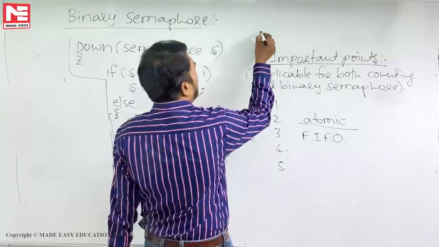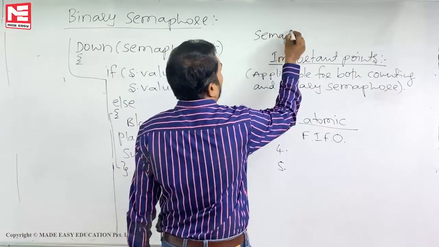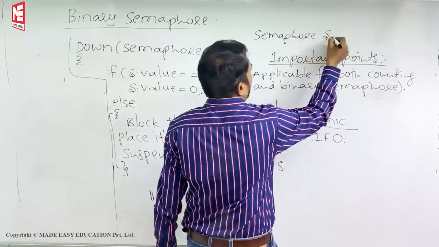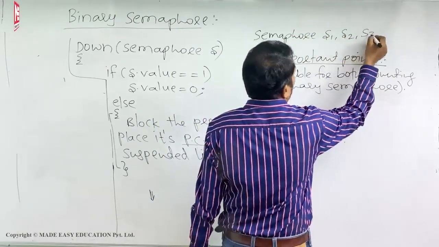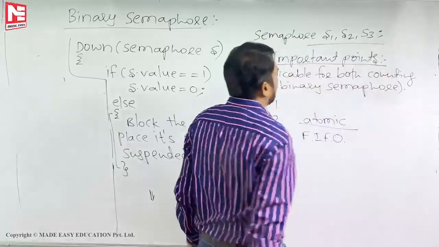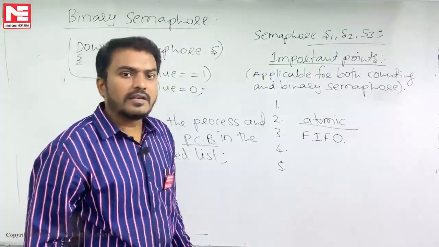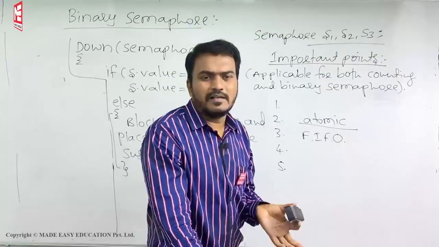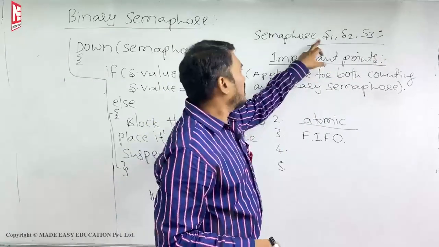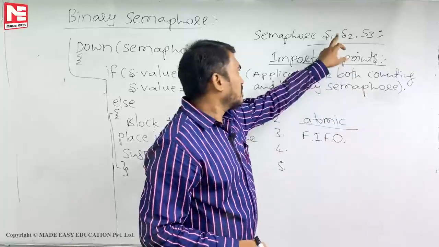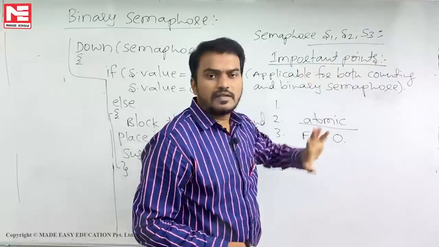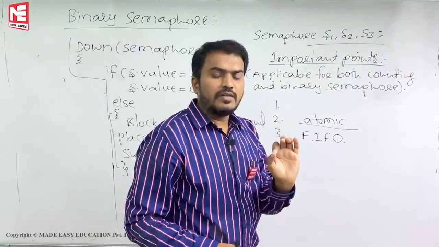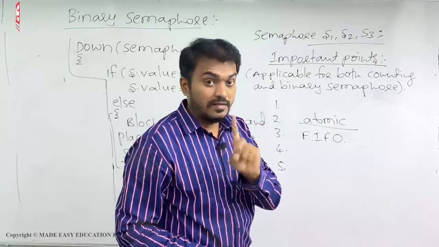It means what? Let's say I declare semaphore S1, S2, S3. It means every semaphore variable will have its own suspended list. S1 will have a separate suspended list, S2 will have a separate suspended list, S3 will have a different suspended list. So every semaphore variable will have its own suspended list. That is the first point.